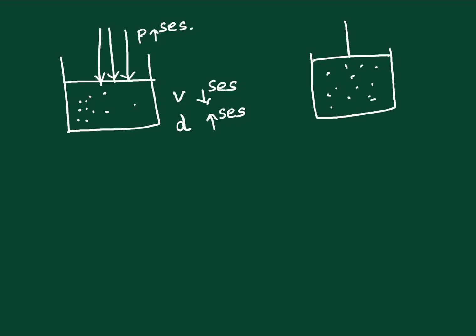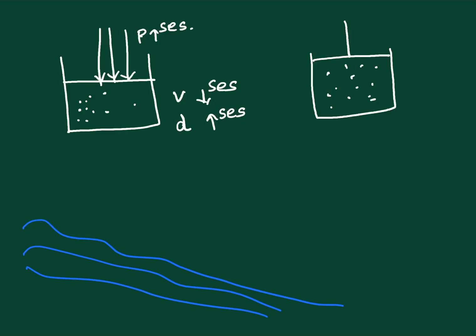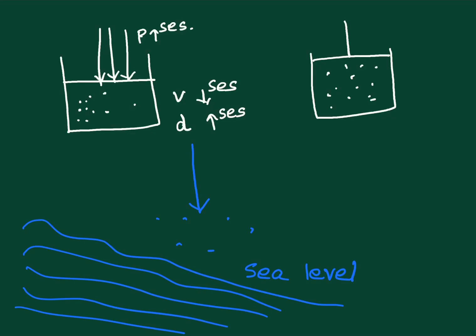Now, near the sea, what is happening here? The air is under pressure from the layers above it. So what will happen is, at sea level, the density of the air is more because the pressure is more, right?